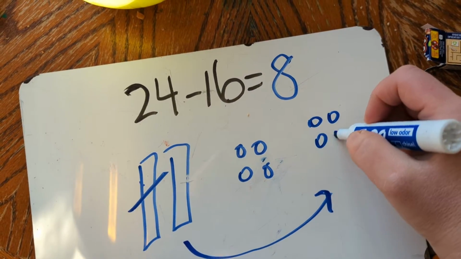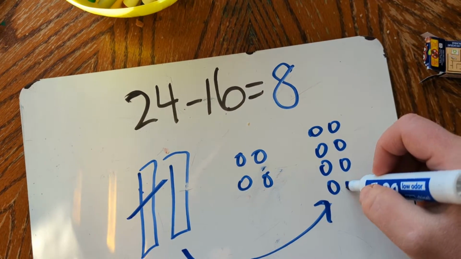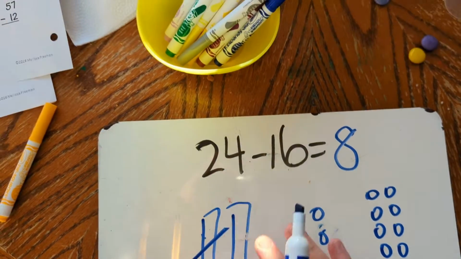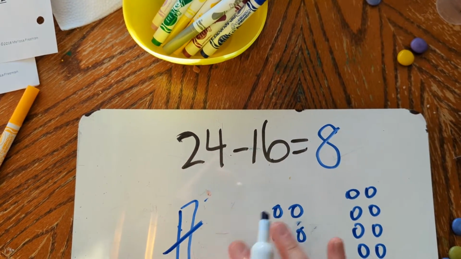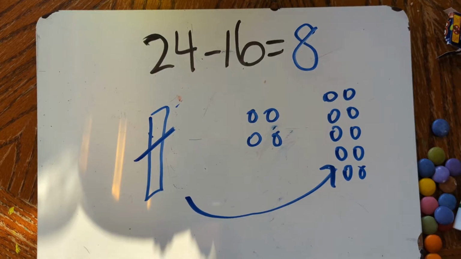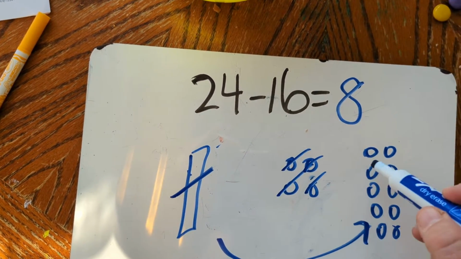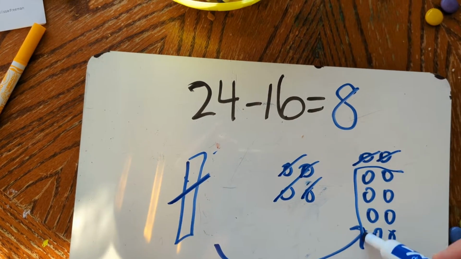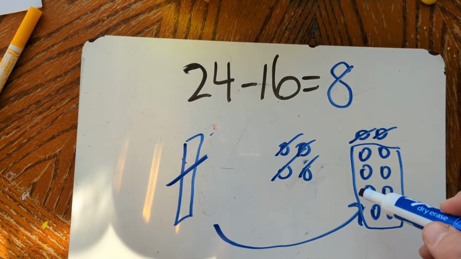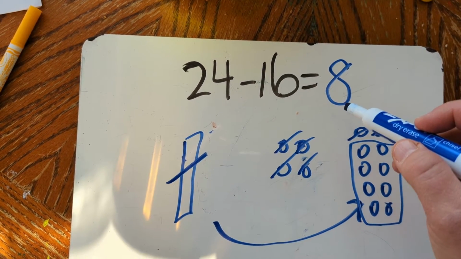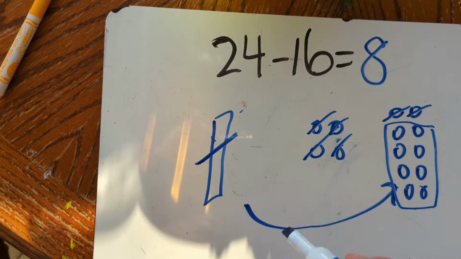1, 2, 3, 4, 5, 6, 7, 8, 9, 10. That's just because I'm changing it to that. Okay. Now I can take away that last 6. 1, 2, 3, 4, 5, 6. And what does that leave me with? 2, 4, 6, 8. It still leaves me with 8. Okay, so that's how we do it with pictures.